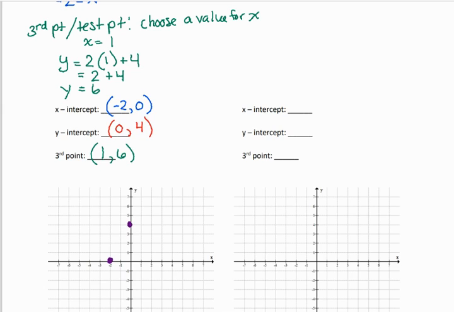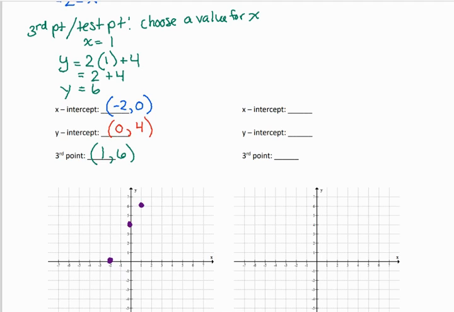Okay, and now that third point is going to confirm that those intercepts were correct because I should get a nice straight line. So (1, 6), we go over to the 1 and then up to 6. And let's look at those 3 points. Do those connect as a nice straight line? Yes, they do. So we know we did these calculations correct.